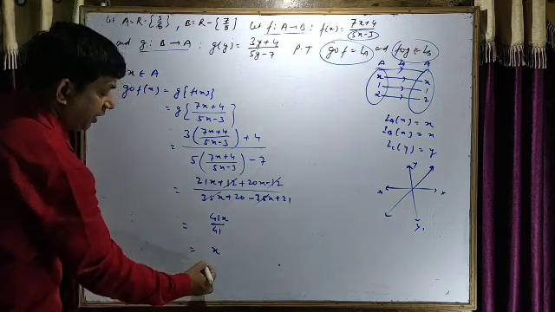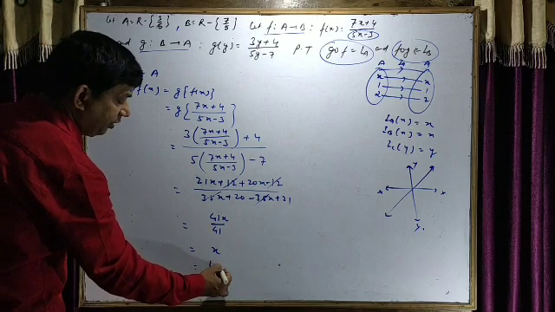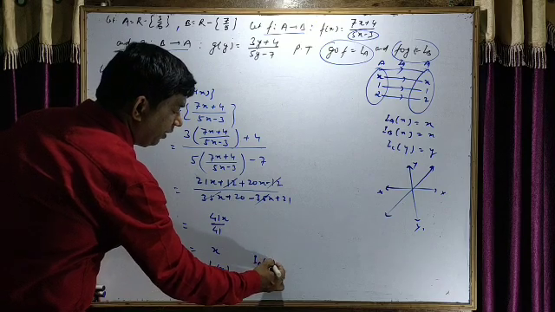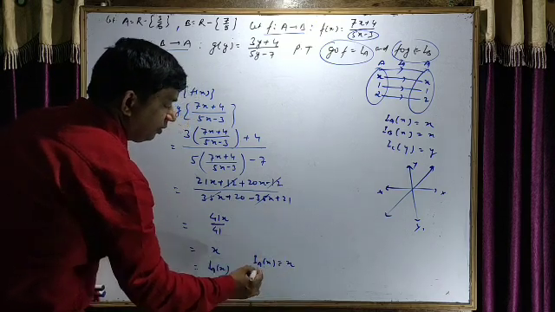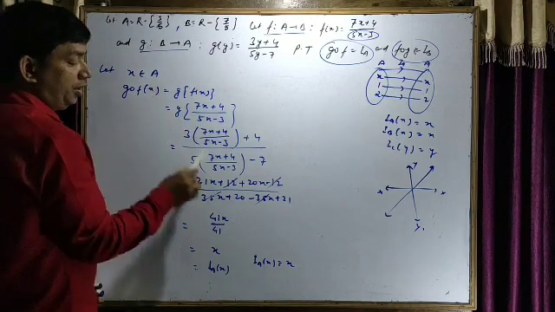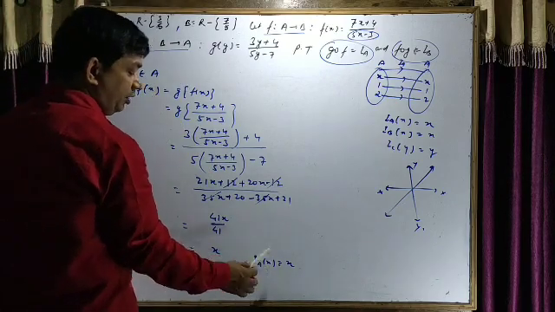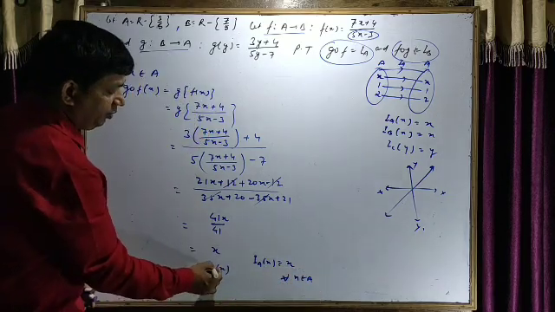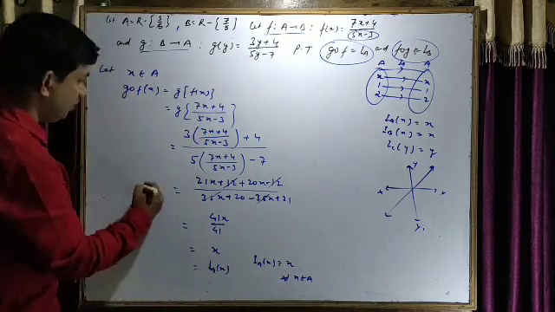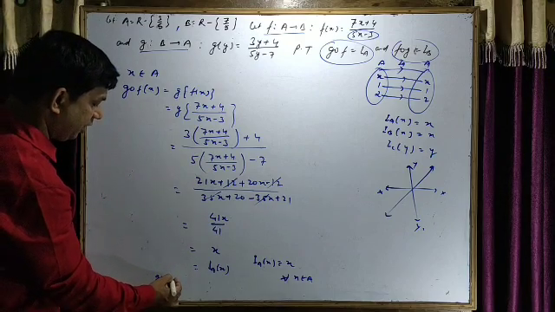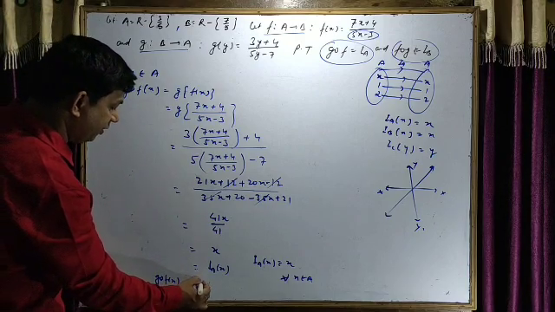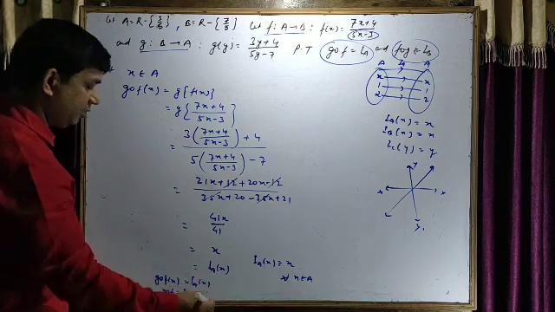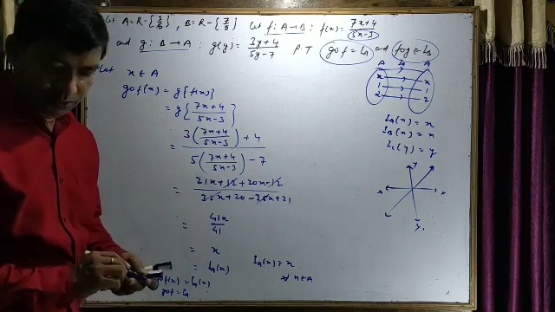Now this we can write as I_A of x. Why? Because I_A of x gives x, since x belongs to A, for all x belonging to A. So gof of x equals I_A of x. So we can write gof equal to I_A. So gof is I_A.